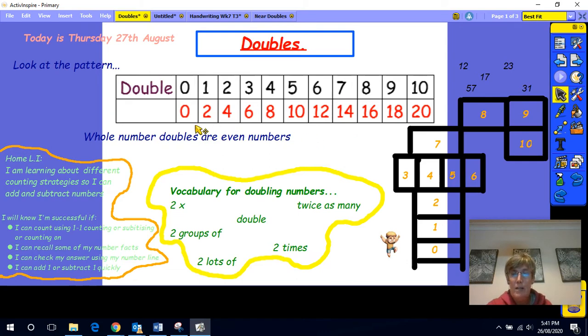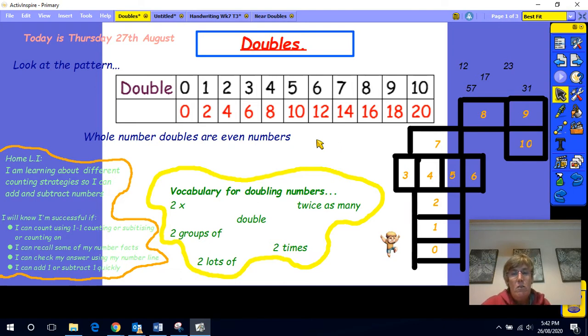So there's a bit of a pattern here. Have a look on the bottom row. 0, 2, 4, 6, 8, 10, 12, 14, 16, 18, 20. Can you see a pattern that is happening on that bottom line? What can you see is happening? What is the pattern? If you said we're skip counting by twos, you are right. That is the pattern that you can see there.